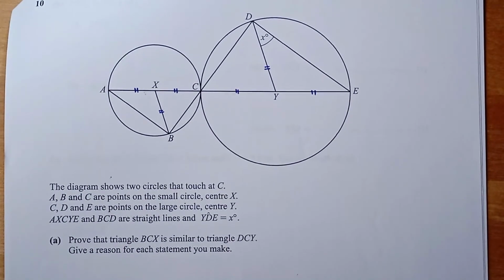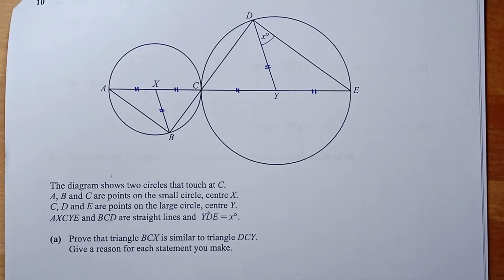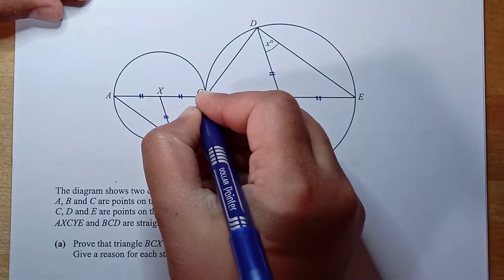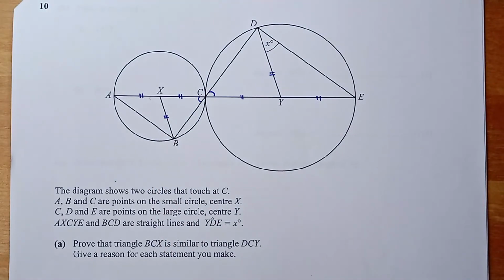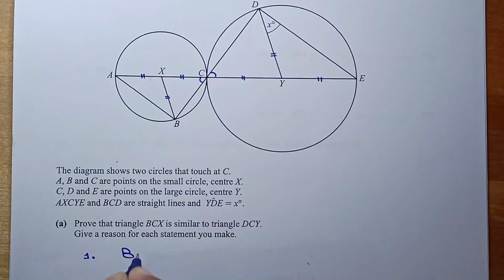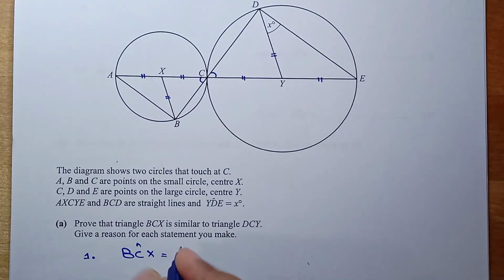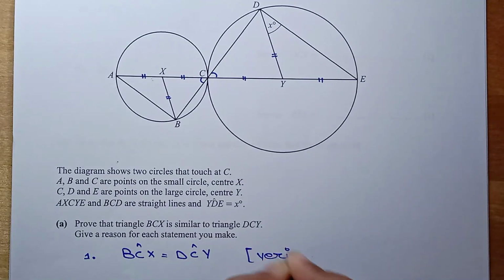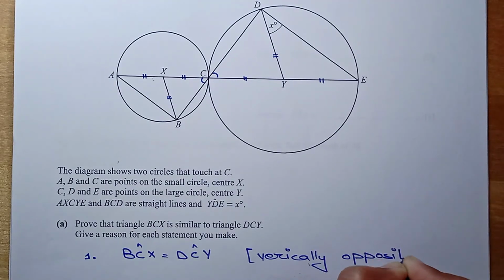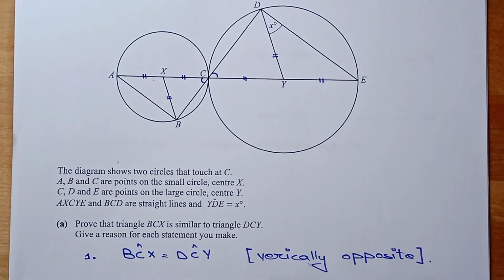Okay, so how can we prove the two triangles are similar? It means we need to show that all three angles in these two triangles are the same, right? First, as you can see, both triangles have angle C the same, that is a vertically opposite angle. So the first reason: angle BCX is equal to angle DCY. This is vertically opposite. Vertically opposite angles are equal.